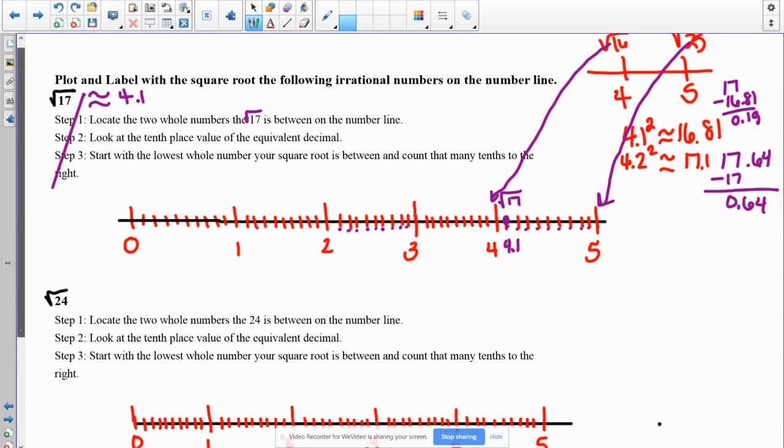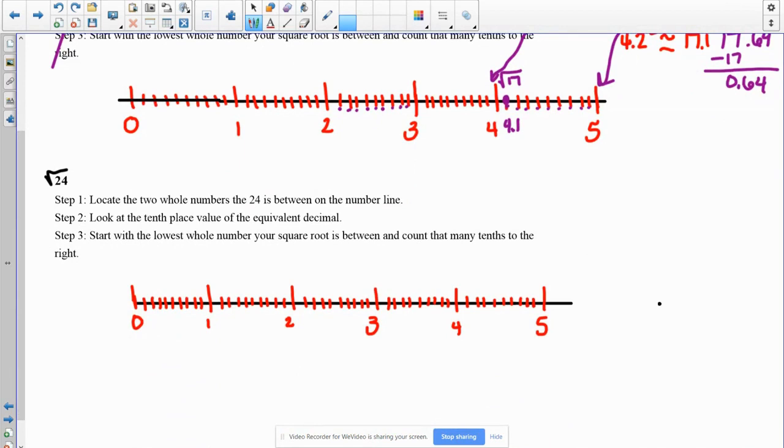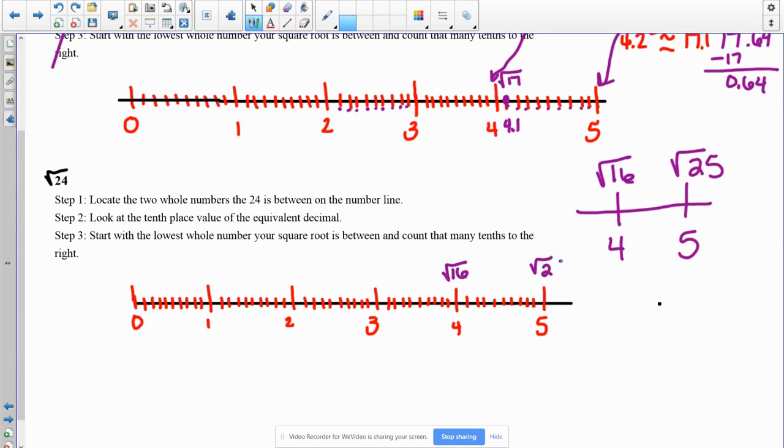Next example, 24. Let's go through our steps. The square root of 24 is between 4 and 5, because the square root of 16 is 4 and the square root of 25 is 5. We probably could put these down here if that helps you: square root of 16 and square root of 25. So the square root of 24 is on the high end of 4.